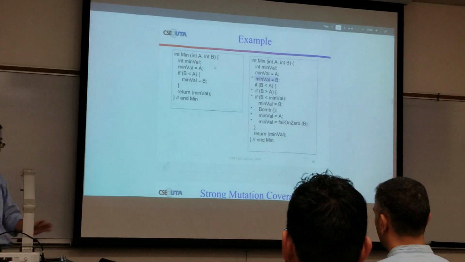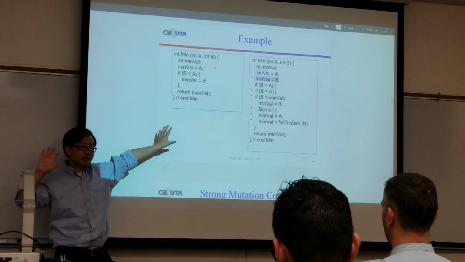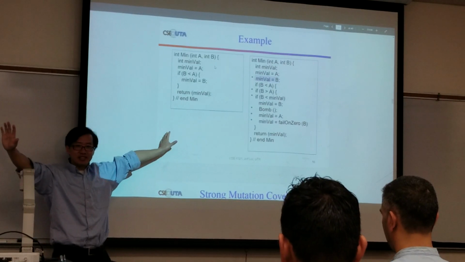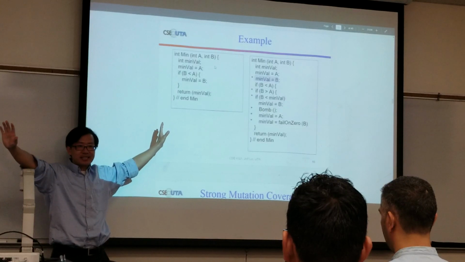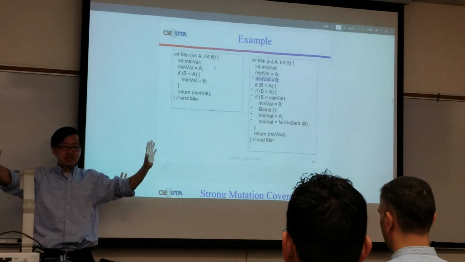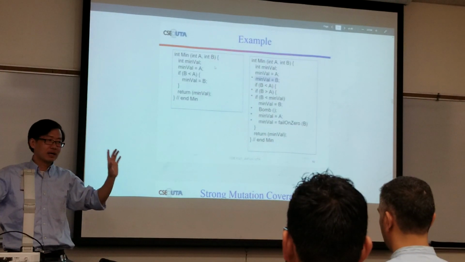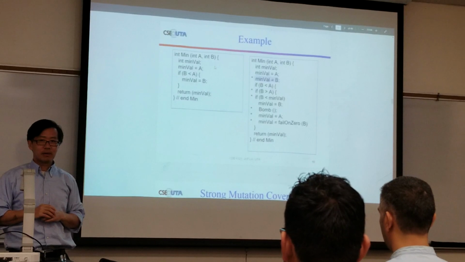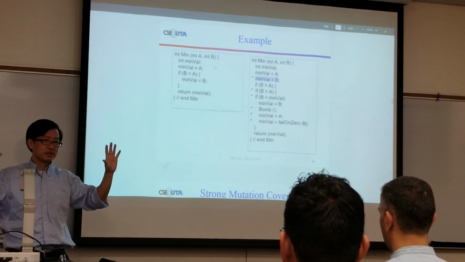So let's say we have two programs side by side. One is the original program. The other program is the same as the original program. The only difference is that the first assignment has mean value equals b. If you want to detect this bug, if you want to have a test case that can detect this bug, what properties does the test case have to have?